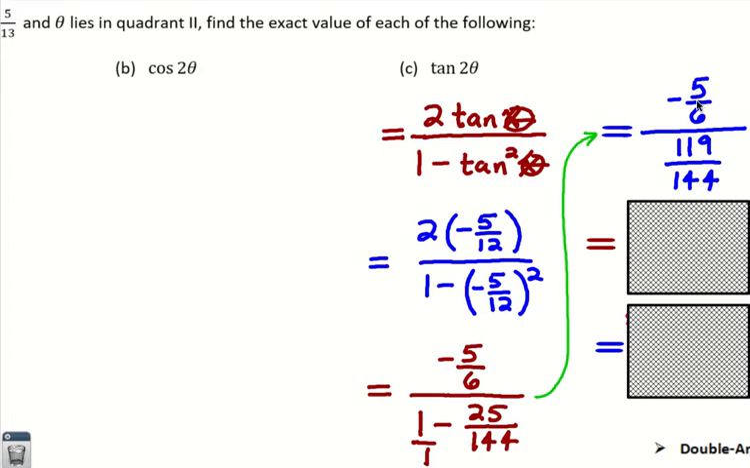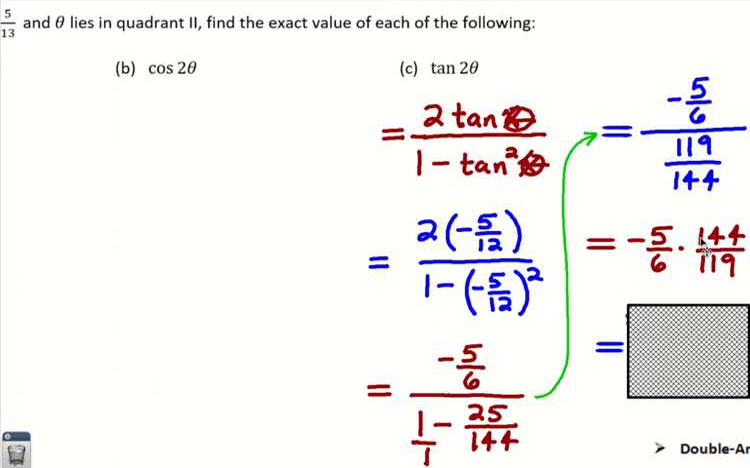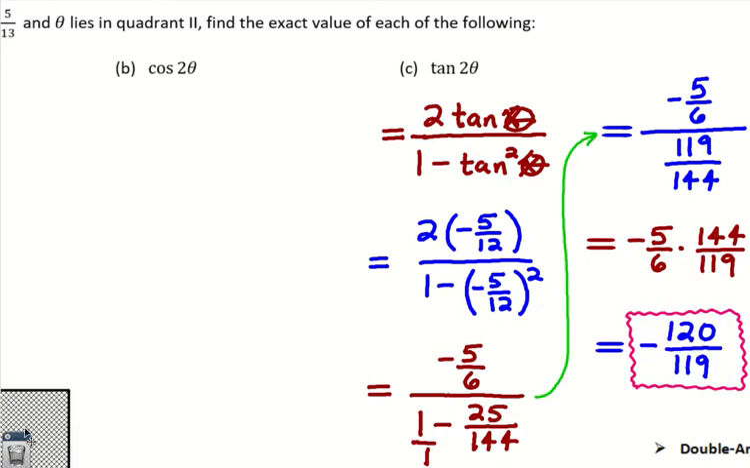All right, now, once again, how do we deal with this? We have a fraction divided by a fraction. Look, I even wrote it out for you. This is what's going on behind the scenes. Dividing by a fraction, you need to flip it, and it becomes a multiplication. So multiplying by the reciprocal is the same as dividing by it. And multiplying fractions, I hope, is something that doesn't confuse you, and you end up with negative 120 over 119. Final answer.